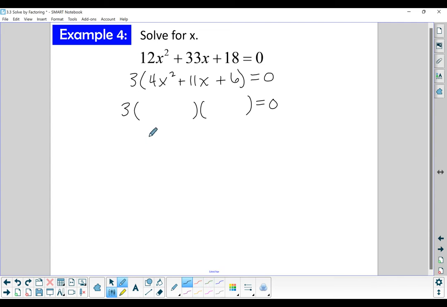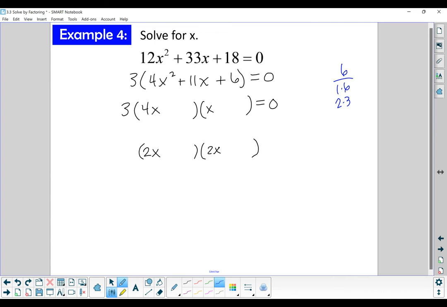So I'm going to write out a couple sets of parentheses so I can think about this for a second. It could be that we have a 4x and an x, or it could be that we have a 2x and a 2x. I think it's going to be the 4x and the x. On the other end, we have a 6, so that could be 1 times 6 or 2 times 3. We have to try to get an 11.